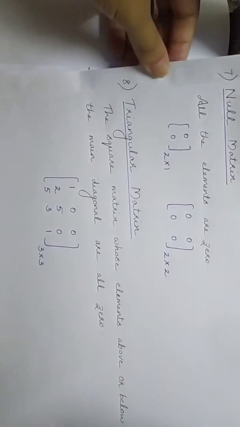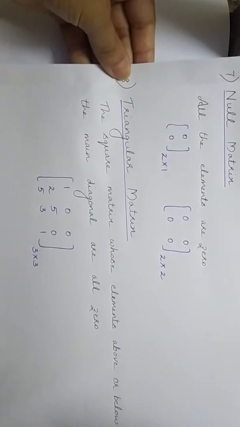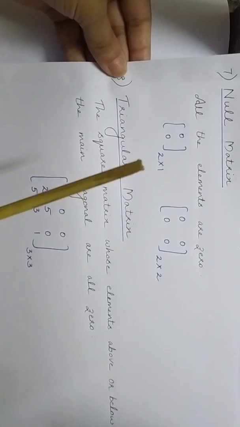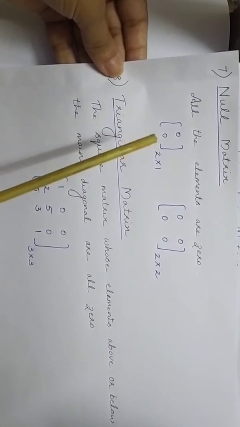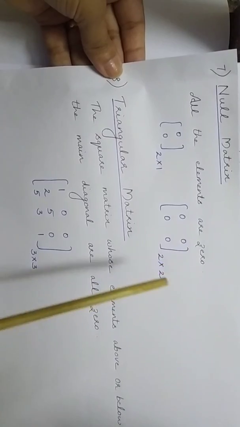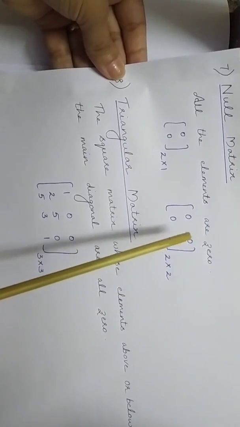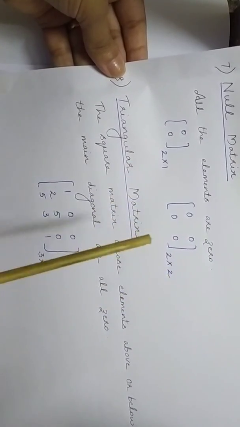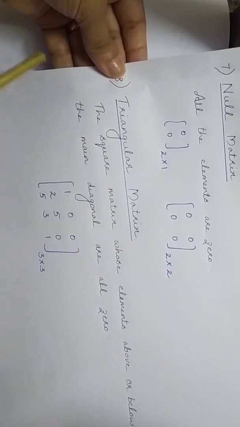Next comes the null matrix. From the name itself, it's clear that all the elements will be 0 in this matrix. Here comes the first example, 0 0. This matrix is actually a 2x1 matrix. Now see an example of a 2x2 matrix. All the contents in this type of matrix will be 0.